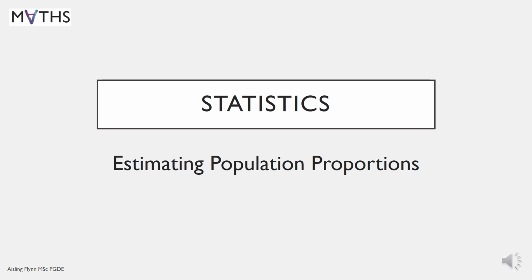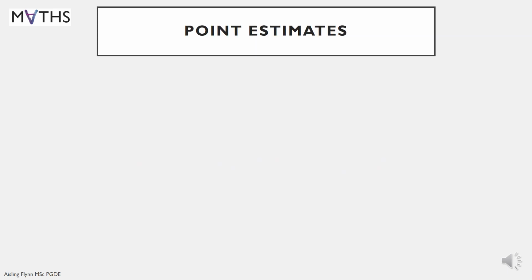Today we're looking at statistics, estimating population proportions. This topic is very similar to the previous one on population means. It's the same strategy, but there will be a different margin of error for population proportion instead of the means.